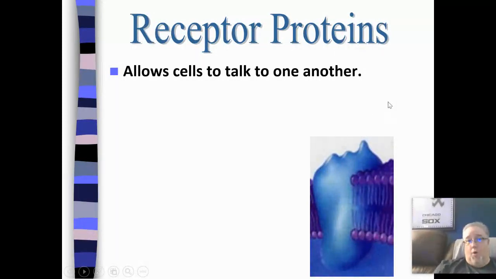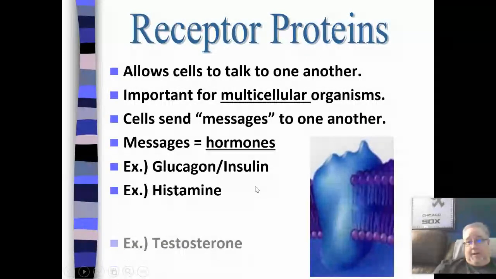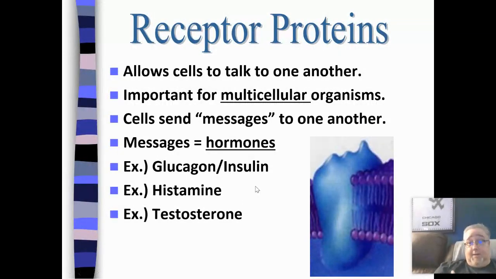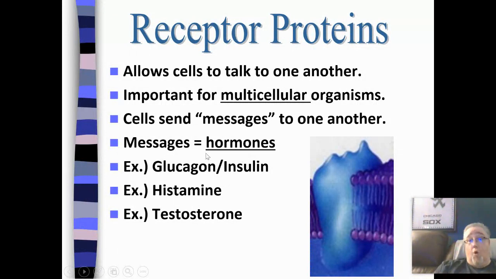Receptor proteins are important because they allow cells to talk to each other. This is really, really important in an organism like us. It's important that, let's say, our liver can talk to our pancreas, or our brain can talk to our liver, whatever. For cells to talk to each other, they have to have a way to communicate. Now, cells send messages to each other. They're called hormones. Here's some examples of some hormones here.